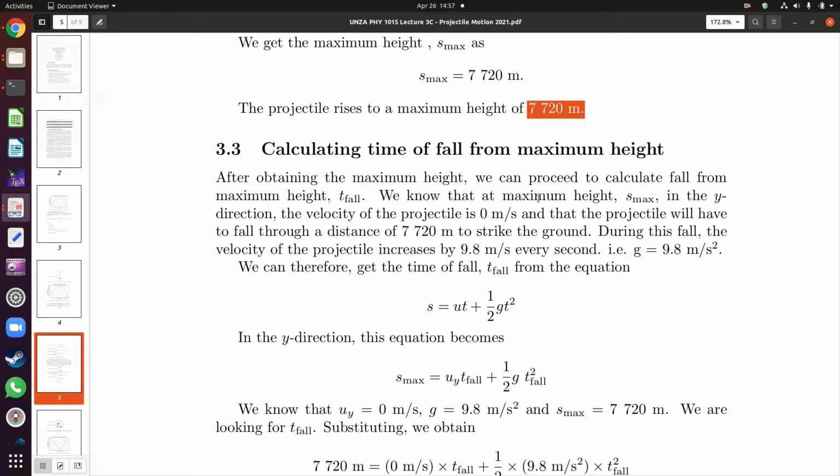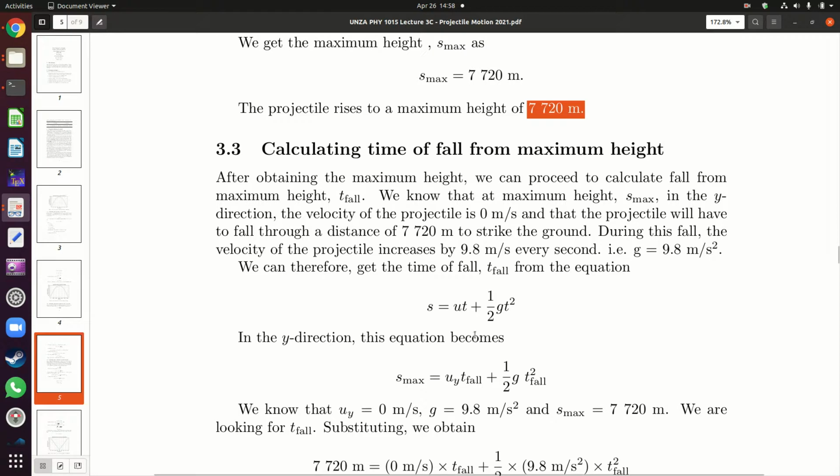When it starts to come down, the velocity is going to increase. It will not stay 0 meters per second, but because it's coming down, the velocity is going to increase, and when it's increasing like that, the acceleration is 9.8 meters per second squared. So we can assume that this thing is going to fall through the same amount of height, which is 7,720. So the distance which our projectile is going to move vertically is known, since we are making the assumption that it's the same as the height through which the projectile rises. So the only thing we need to find now is the fall time.